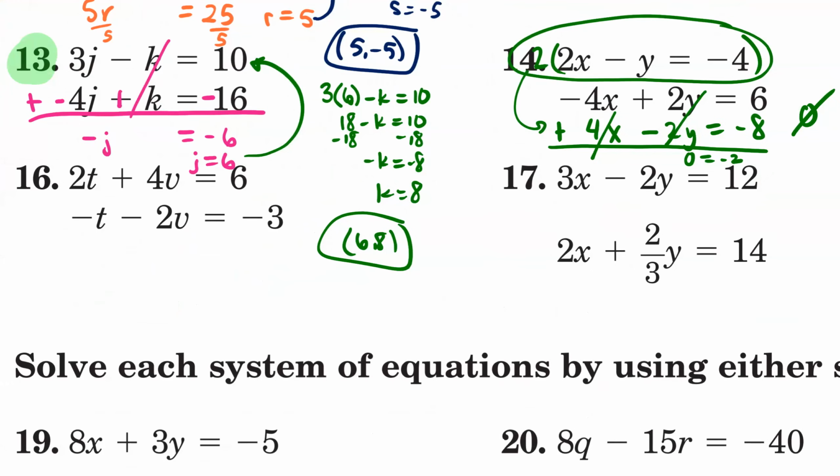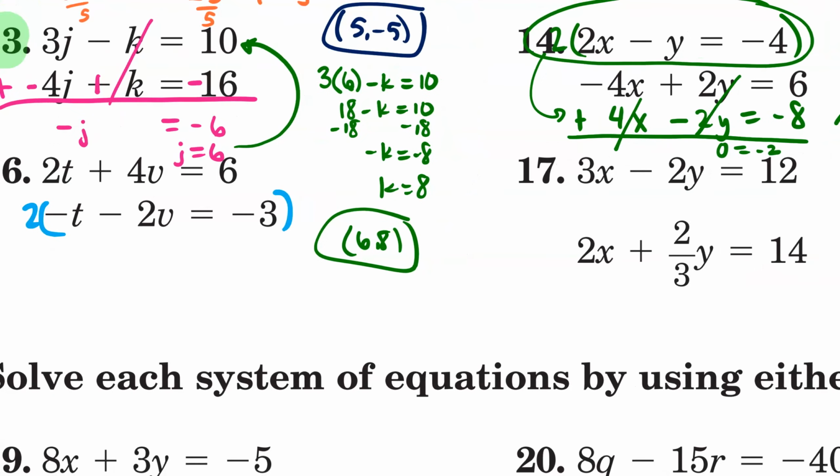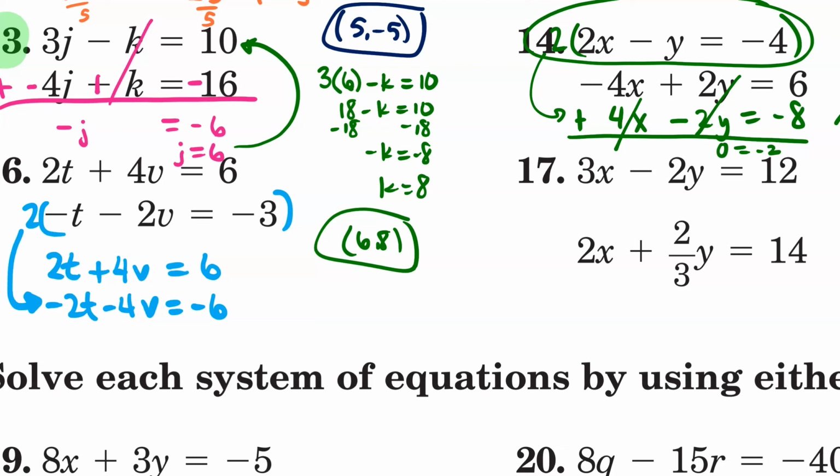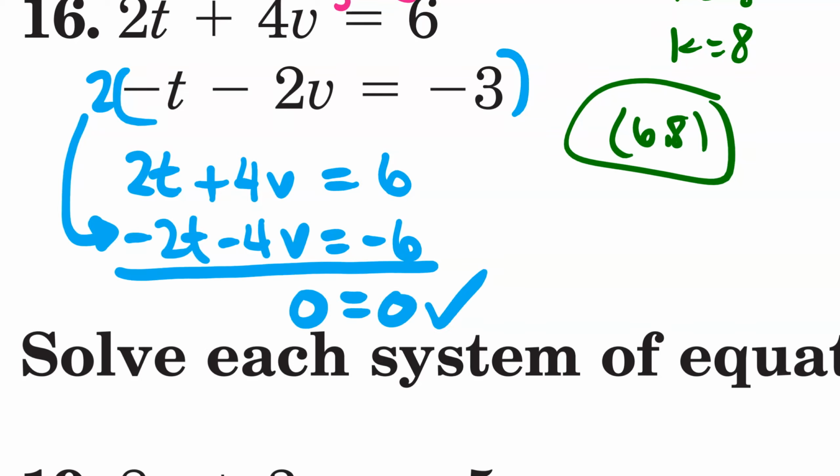So 16, if we look at 16, all right, so multiply the bottom by 2. That's promising, that's good. I'd rather it be easier than harder. I'd rather it make more sense now than less sense. Okay, so I rewrote the bottom line right here after I multiplied by 2. And then if I add them together, everything goes away and I'm left with 0 equals 0. Since it's a true statement, this would be infinitely many solutions.